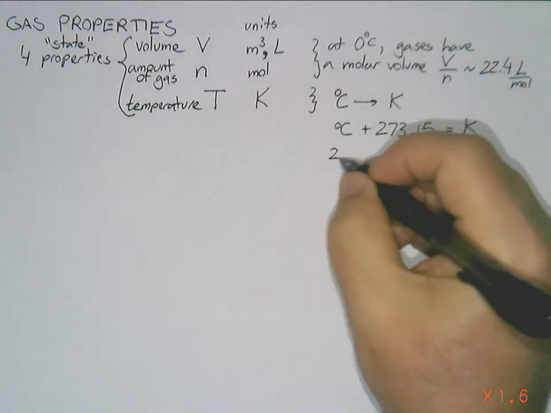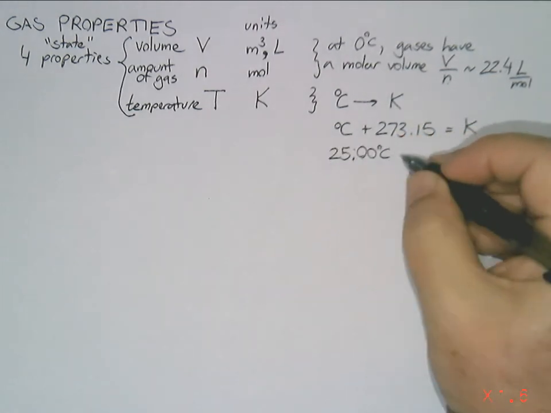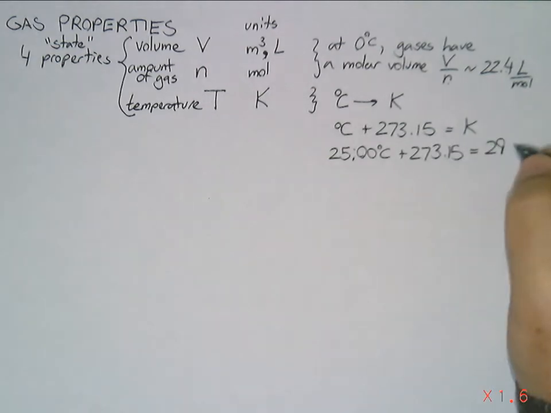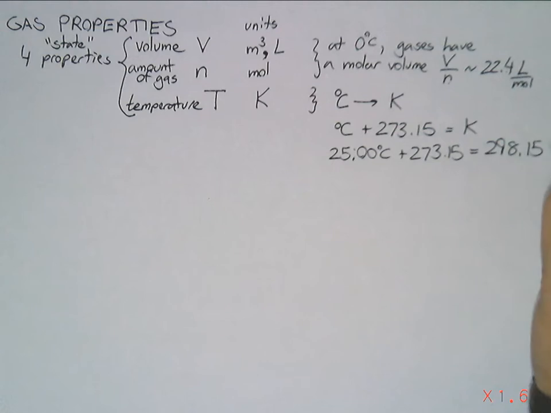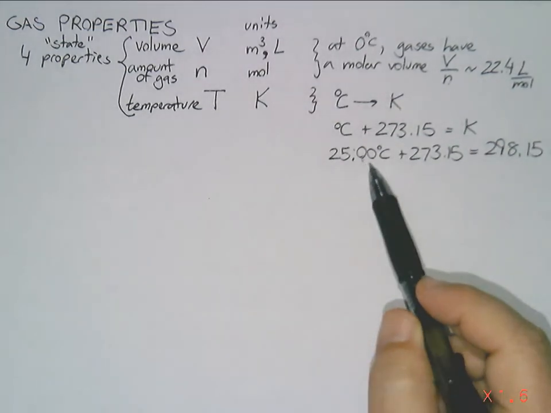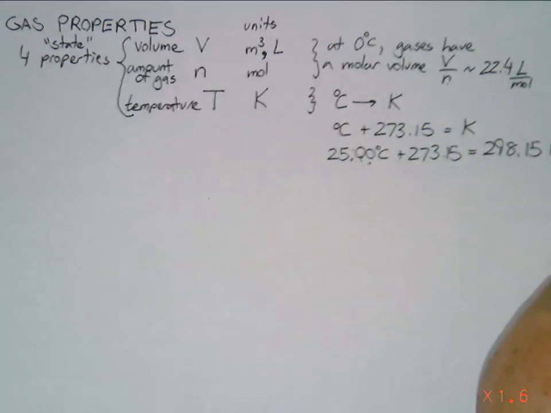For example, 25.00 degrees Celsius is going to be 298.15 kelvins. So anytime somebody throws you a temperature in degrees Celsius at you in this chapter, you're always going to just turn it into Kelvin.